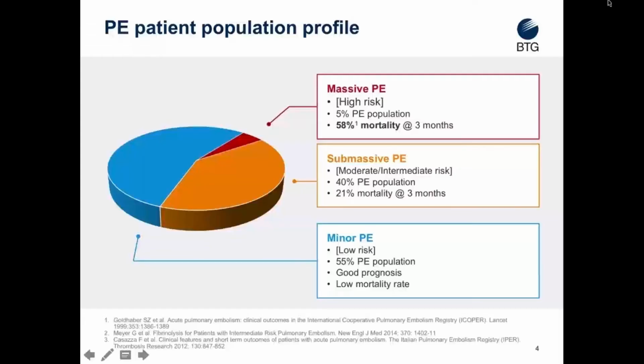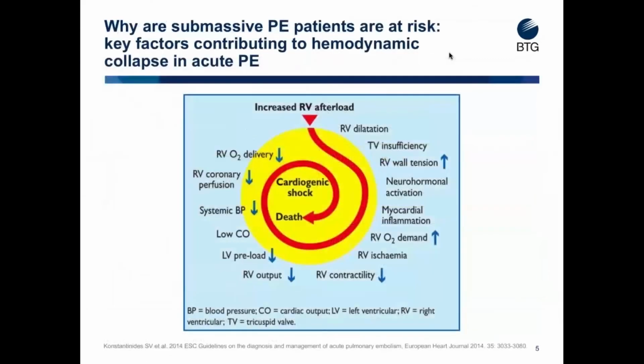So what we're talking about tonight is the submassive PE population. It makes up about 40% of the PE population. This is not a benign disease process. About 21% mortality occurs at the 3-month time period. Now, the question that often comes up in the submassive patient population is, why are these patients at risk?